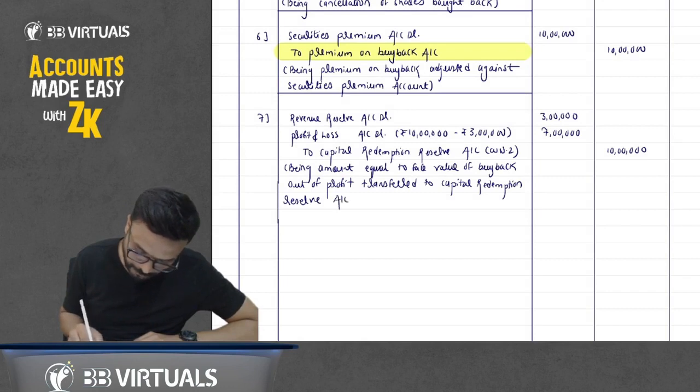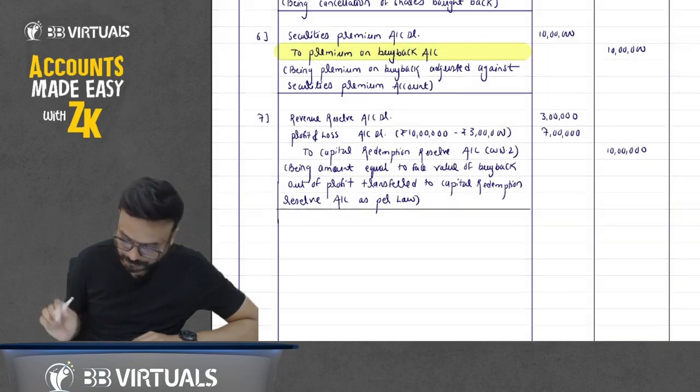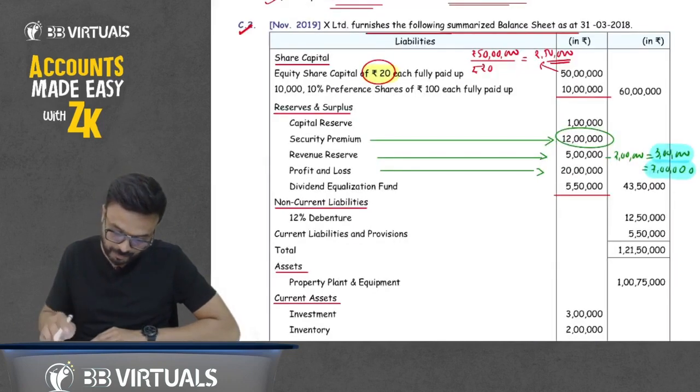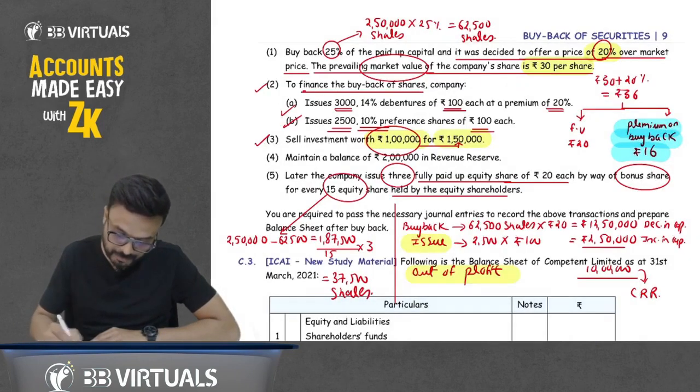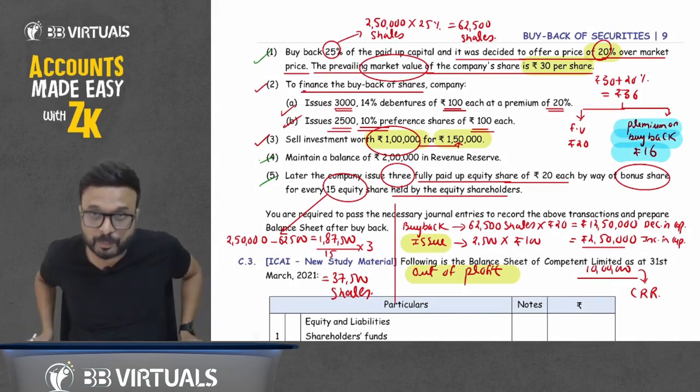Reserve account as per law. Done. Okay. So we have passed entries for the buyback, the issue of debentures, and the preferential sale of investment. Last one: now we are issuing bonus shares.